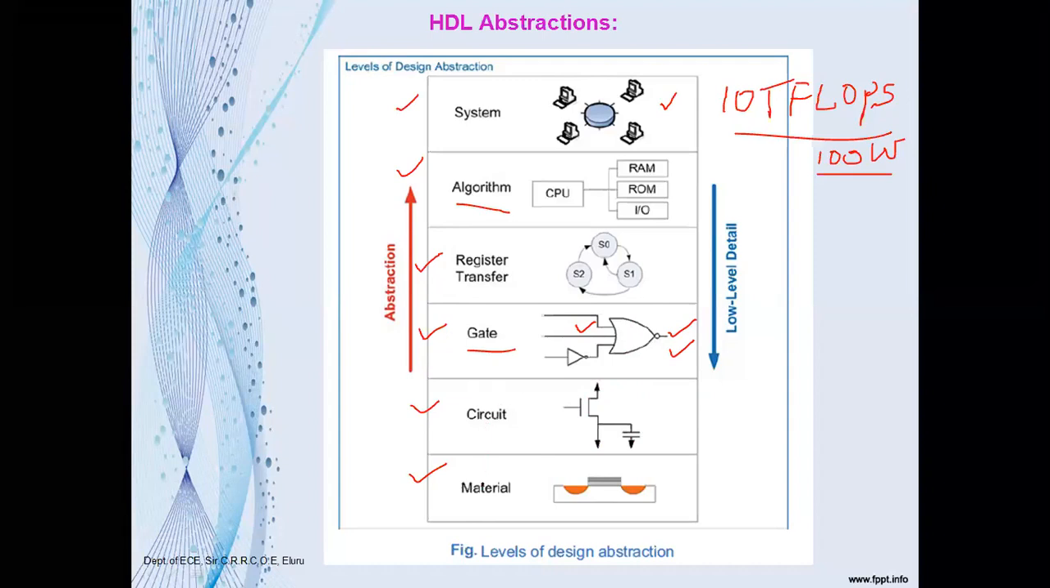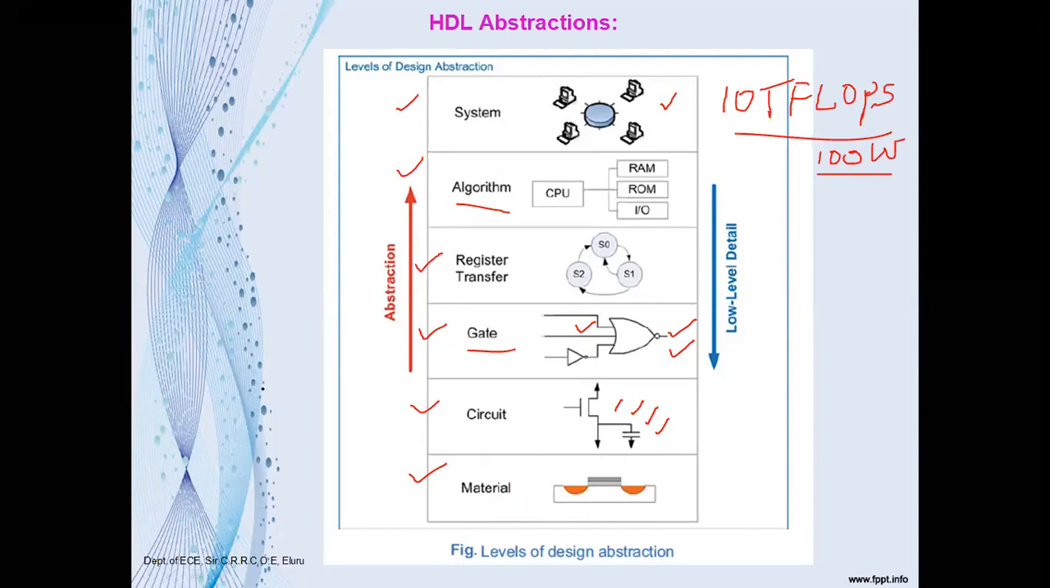And one level down is the material level. Here we use the combination of materials to implement the transistors, the wires, the resistors and the capacitors. So the material level describes the combination of materials used to implement the resistors and the capacitors.